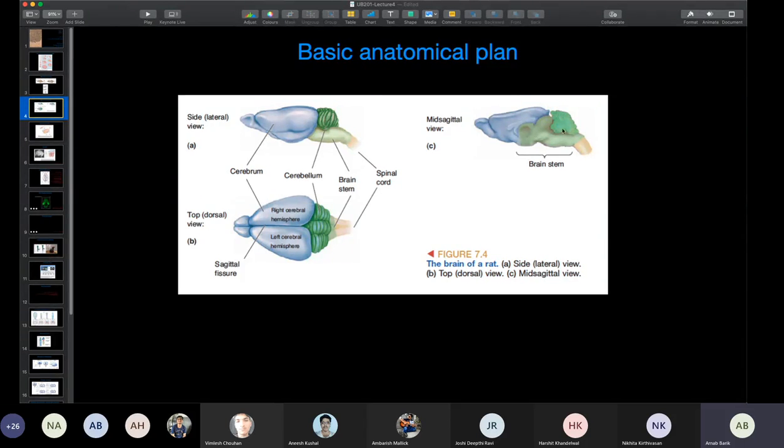And this is the sagittal view. You just rotate this, and then you can cut it sagittally and look at the structure, such as what the cerebellum looks like. Then you have the brainstem with the midbrain, and you have the forebrain or the cerebral cortex, and the spinal cord goes here.